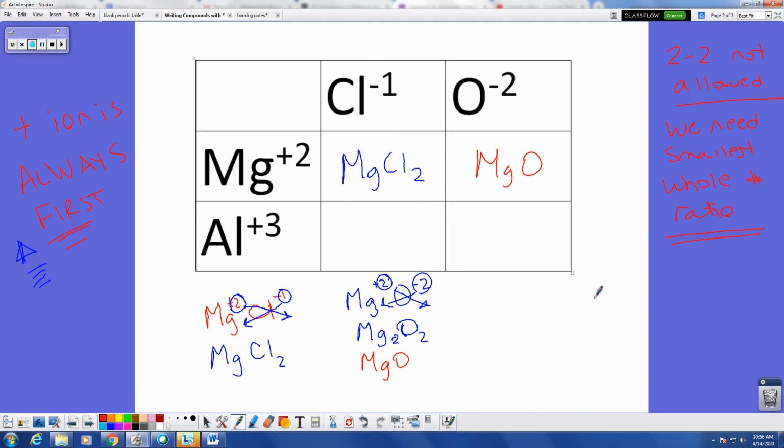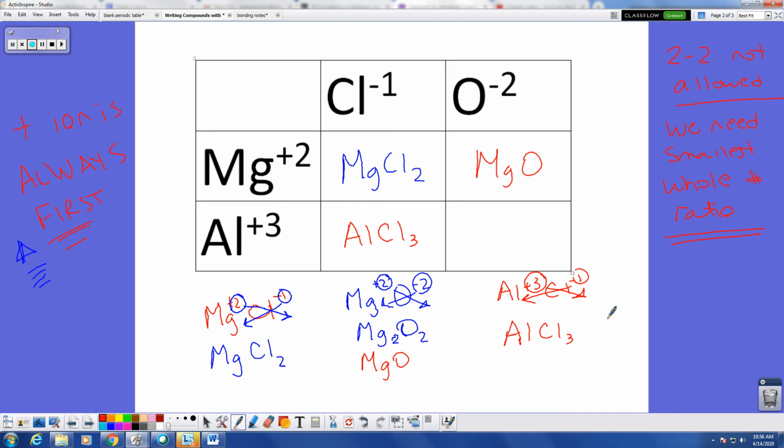Okay, here's another chance to pause it if you didn't already try the second row. Pause it and try them. Al plus 3, Cl minus 1. Grab your numbers, only your numbers. Positive and negative just tells you which one's written at the front. So Al1, but we don't write the 1, it's understood. Cl3. So the Al has 3 extra electrons. It gives 1 to each Cl because each Cl is missing 1. So it takes 3 Cl's to use up all those plus 3 electrons.